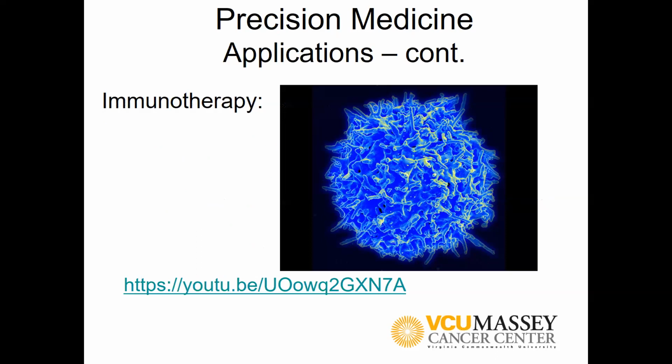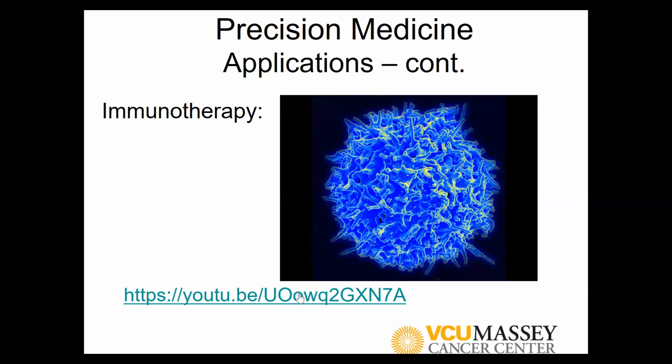So a next big thing in precision medicine is immunotherapy, you guys probably heard about this. Jimmy Carter got treated with an immunotherapy treatment when he had his brain cancer, and he recovered. I found this video, and I would like to show you guys. I think it explains things better than I would.